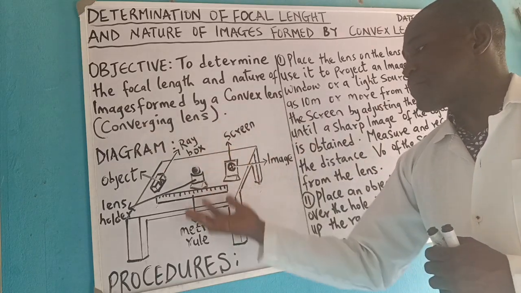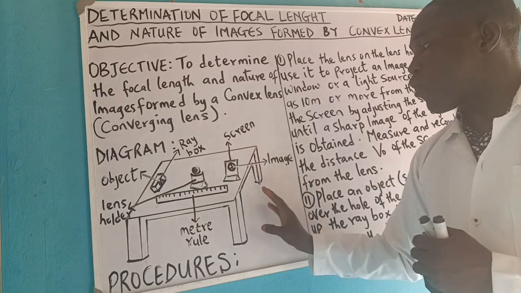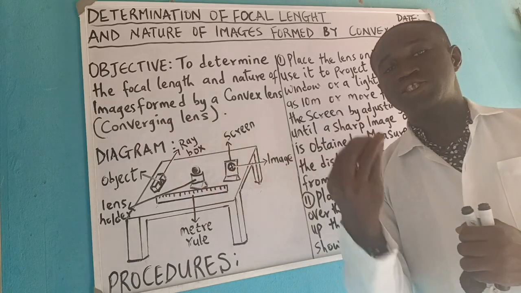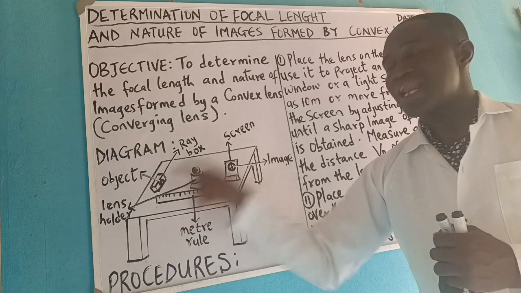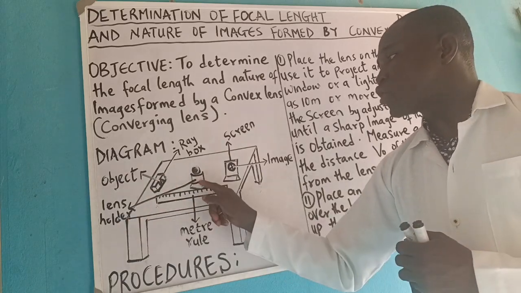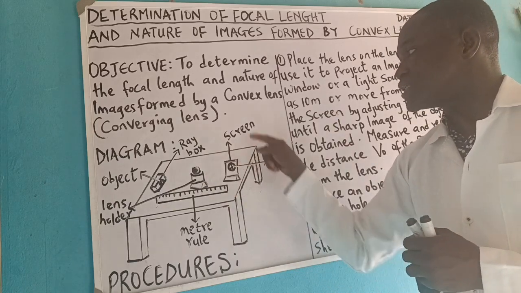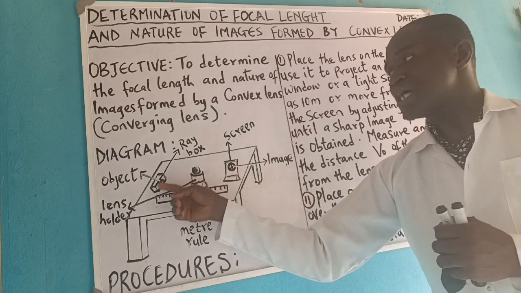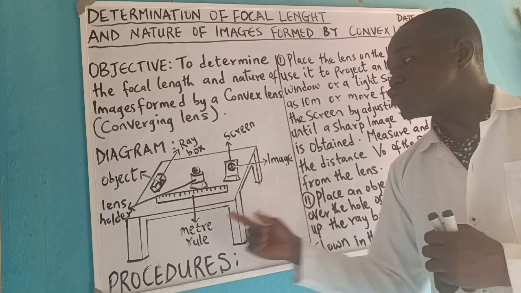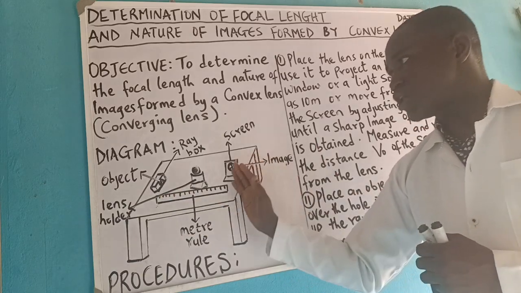Now, this is the experimental setup, the diagram of it, so to speak. Here you see the work table. Then you see a ray box carrying the light source. This is the ray box carrying the light source and carrying the object, so to speak. You see the lens holder carrying the lens itself. Then you see the screen carrying the image of that object inside the ray box. And you see the meter rule that you will use to measure your distance, so to speak. And that is just for the diagram.